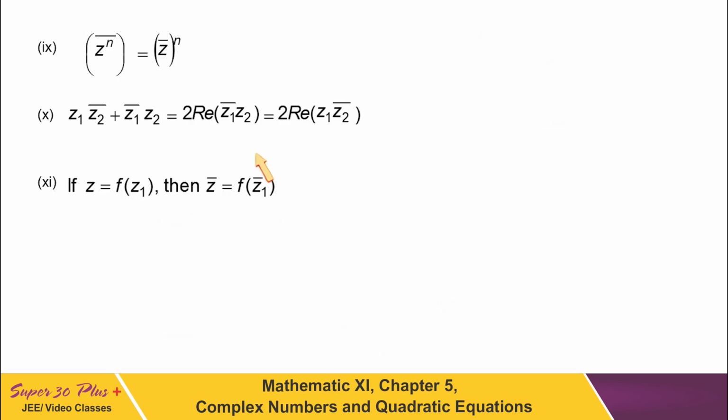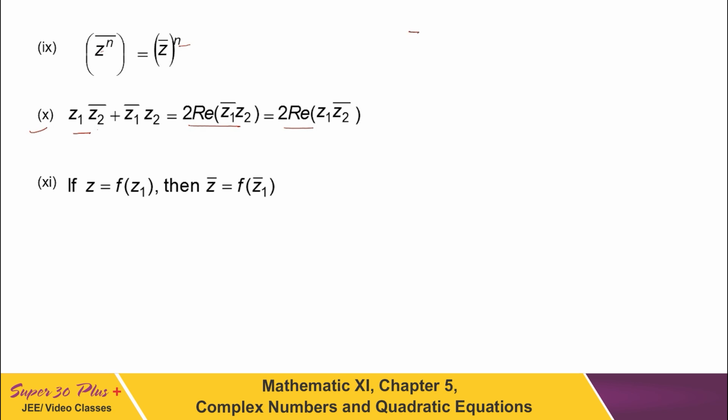Property number 9 is here. Z to the power n whole conjugate is equal to Z conjugate to the power n. Property number 10 is here. Z1 into Z2 conjugate plus Z1 conjugate into Z2 is equal to 2 times real part of Z1 conjugate into Z2, or you can write 2 real Z1 Z2 bar. How can we find it?